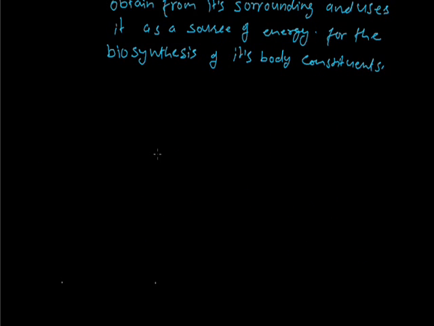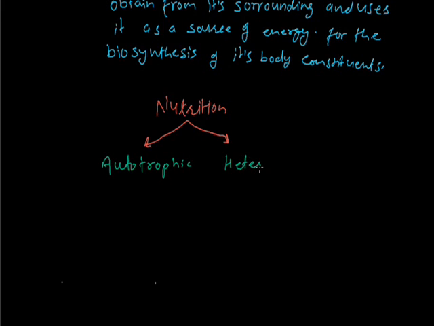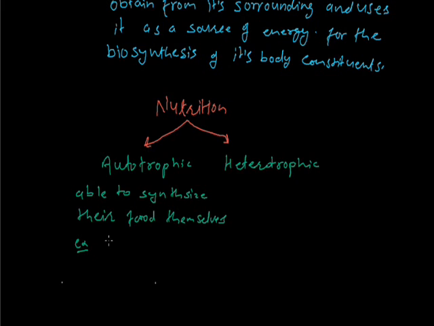So on the basis of nutrition, the organism can be divided into two parts. The first one is autotrophic, and the other one is heterotrophic. Autotrophs are those which are able to synthesize their food themselves. Examples are plants. Heterotrophs are not able to synthesize their own food. Examples are animals.